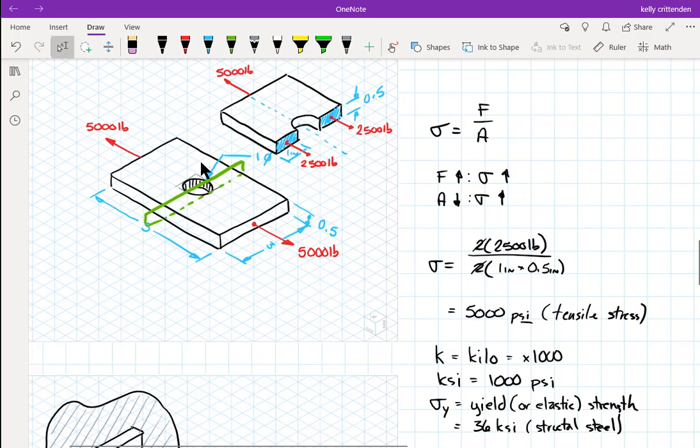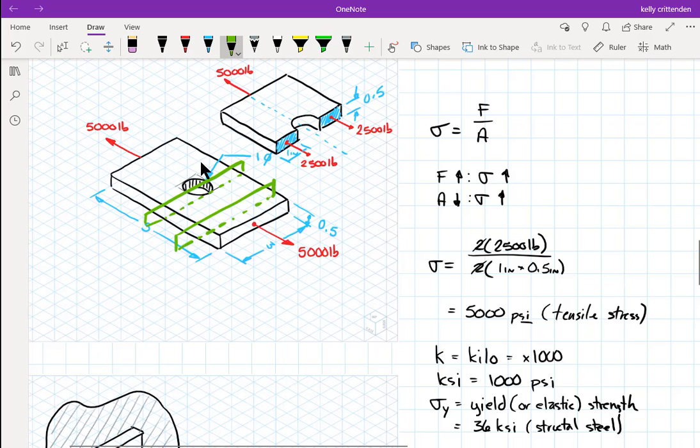If we did the free body diagram kind of in this area over here, then our area would be even larger. It would be 3 inches times 1/2 inch high. So our stress would be smaller. We'd have the same 5,000 pounds on that area, but we'd have a larger area to spread it out over, so the stress would be lower. Remember, stress is the intensity. So as you get the area smaller and smaller, more concentrated, then you get higher and higher stresses.